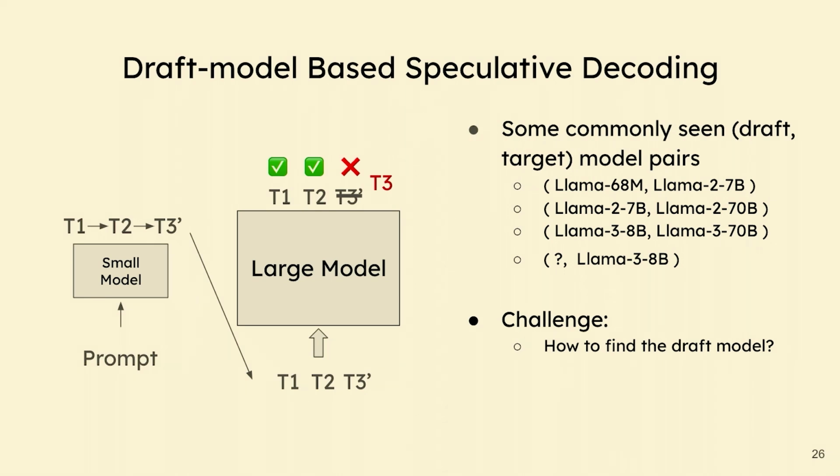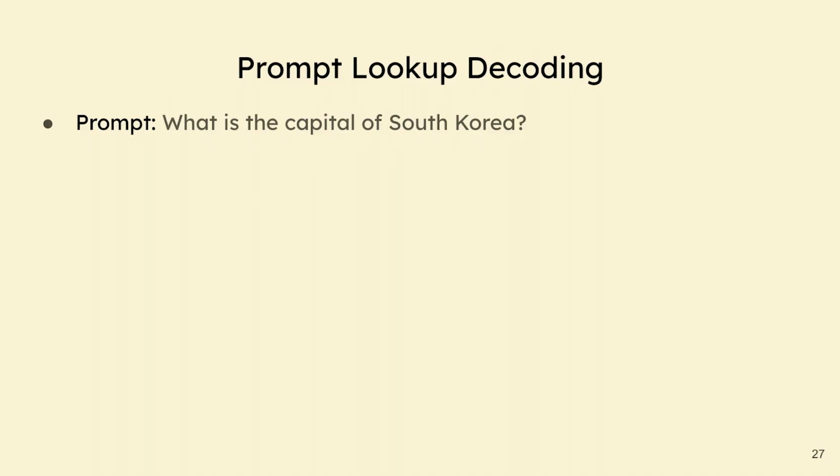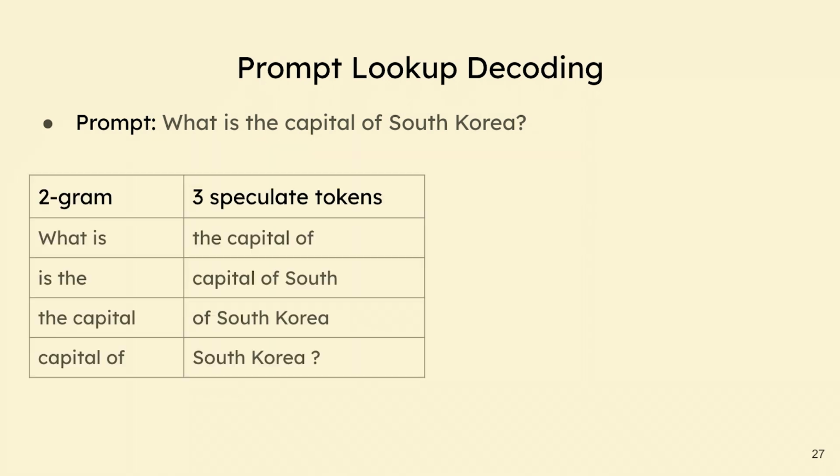We could not use the small Llama 2 model for Llama 3 because they have different vocabulary sizes, and speculative decoding requires that they have the same vocabulary. That's why in vLLM, we also support draft model-free speculation methods. The first type of draft model-free speculative decoding we support is prompt lookup decoding. Let me give you a very quick example. Given the prompt, like what is the capital of South Korea, we will generate all the possible 2-grams and all the tokens that follow the 2-gram.